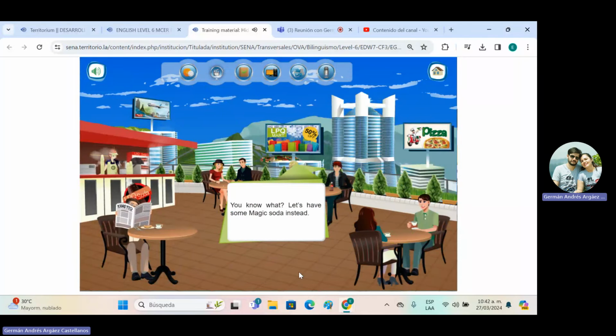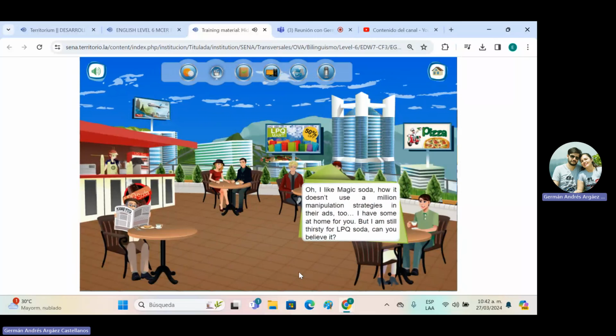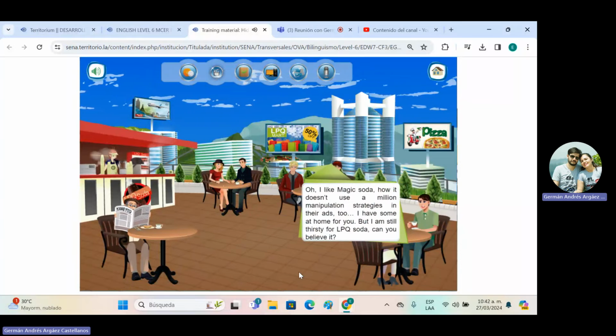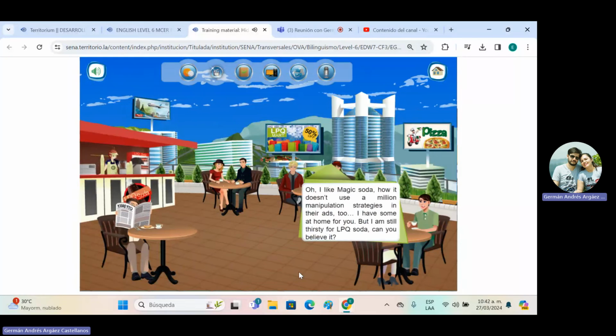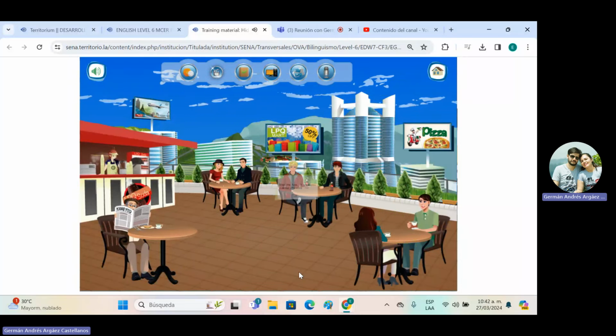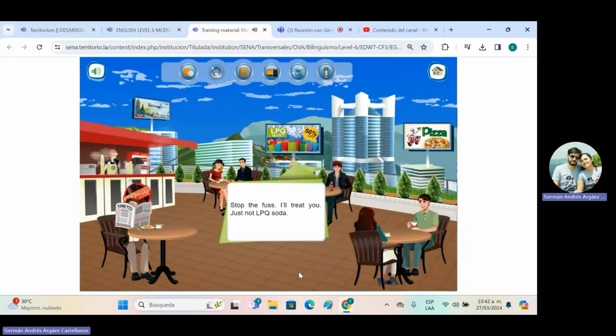You know what? Let's have some magic soda instead. Oh, I like magic soda. How it doesn't use a million manipulation strategies in their ads too. I have some at home for you, but I am still thirsty for LPQ soda. Can you believe it? Stop the fuss. I'll treat you. Just not LPQ soda.